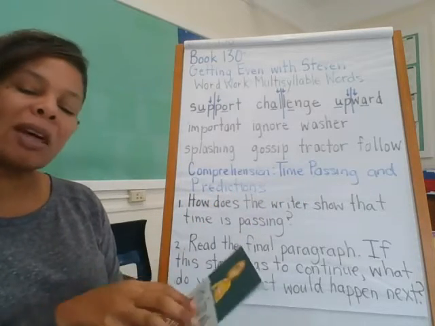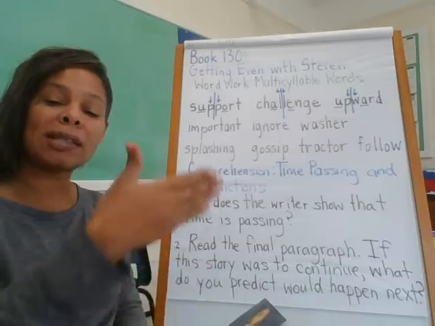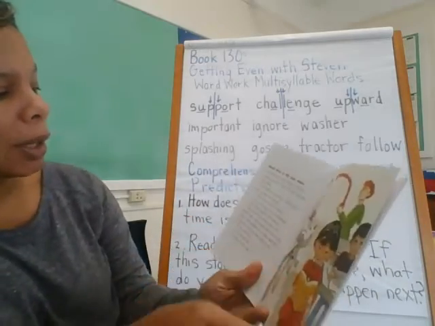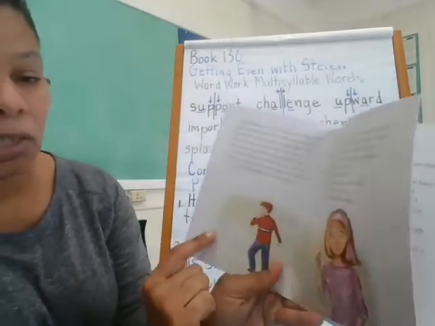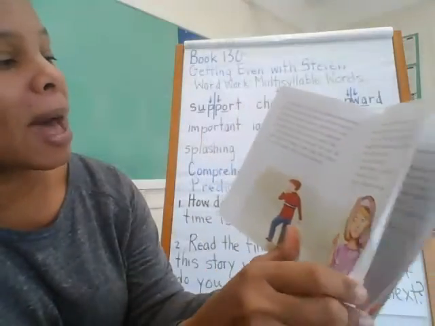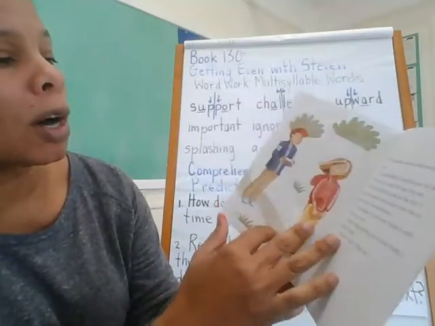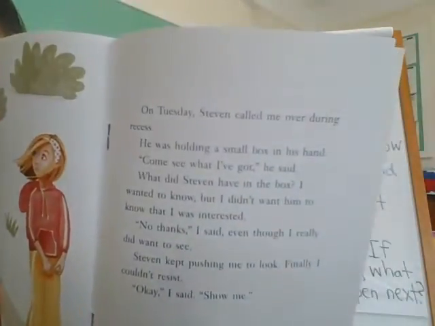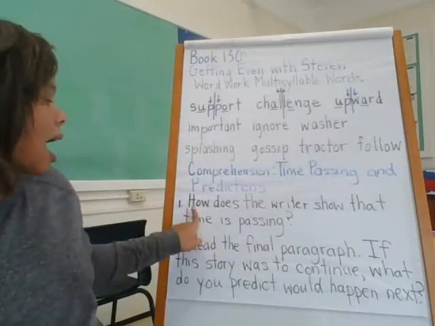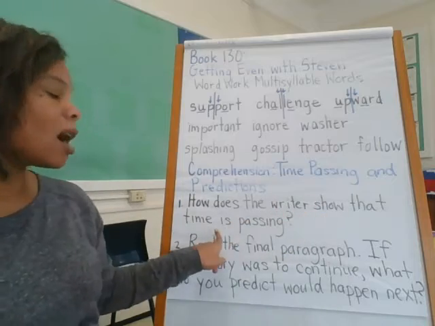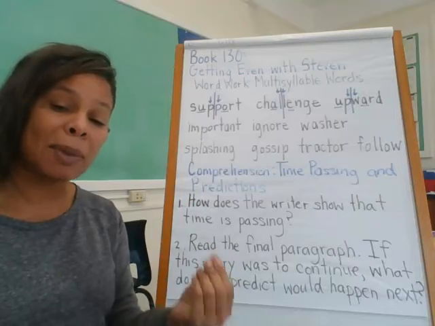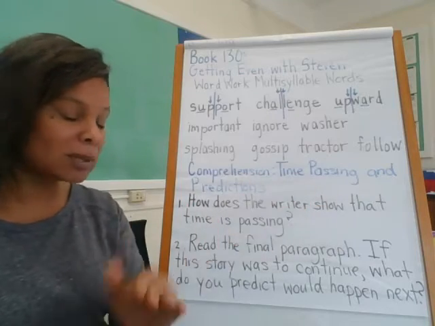Okay, so there's a way that the author allows us to know that time has passed in this book. Okay, so I'm going to give you a clue. If we look on page 4, she gives us a clue to let us know that time has passed. If you look on page 9, she gives us a clue. So what I want you to do is tell me, how does the writer show that time is passing? What does the writer do to show us that time is passing? Okay, that time is moving on.